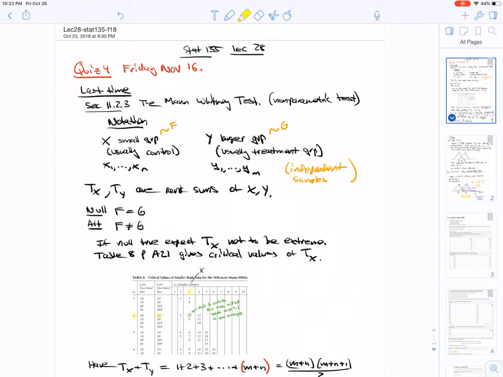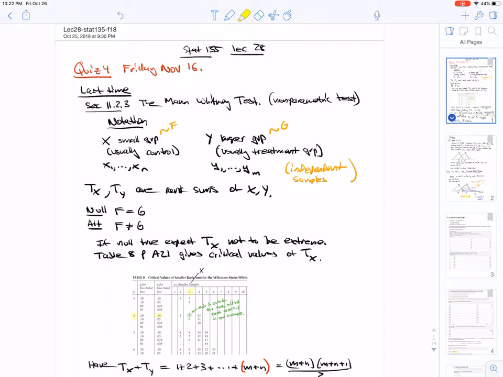We have tx and ty being the rank sums of the two groups. Our null is that the distribution of x, F, is the same as the distribution of y, G. The alternative is that they're not the same, so that's a two-sided test. If the null is true, then we would expect the rank sum for x not to be too extreme, not too small, not too large.